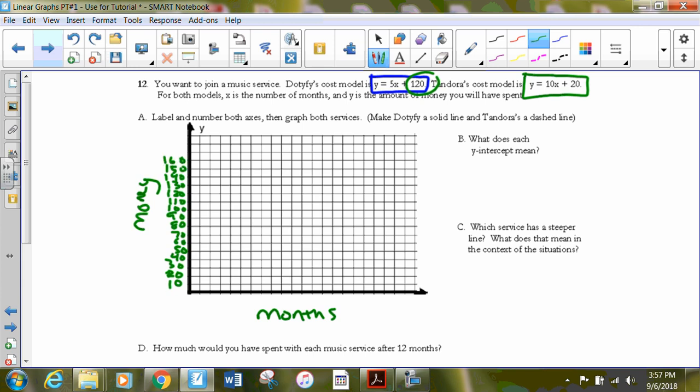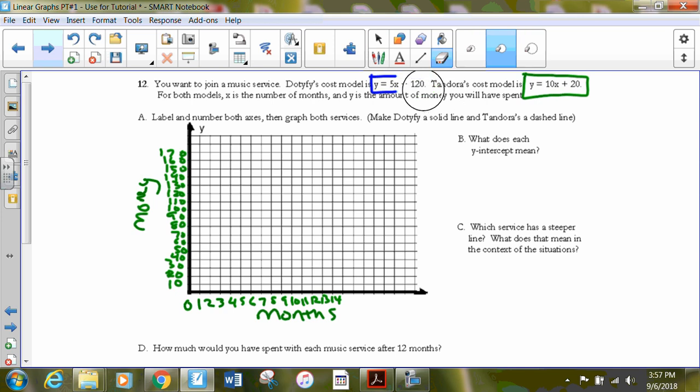So we needed to go up by 10, so we're going to have to get a little creative with when the slope is 5. Okay, and then the months, we can go 1, 2, 3, 4, 5, 6, 7, 8, 9, 10. Okay, and so here we go. We're going to go ahead and do Datify first. So I'm going to do that in blue.